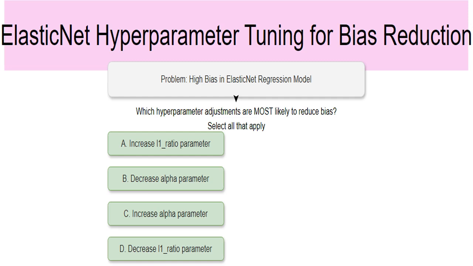We're tackling a problem where an ElasticNet model, a type of regression model using a combination of L1 and L2 regularization, suffers from high bias. This means it's too simple and underfits the data, failing to capture its complexities. My goal is to find the best hyperparameter adjustments to fix this. We'll focus on the alpha and L1 ratio parameters, which control the regularization strength and the L1 to L2 balance, respectively. I'll explain how adjusting these parameters can improve the model's ability to accurately represent the data.